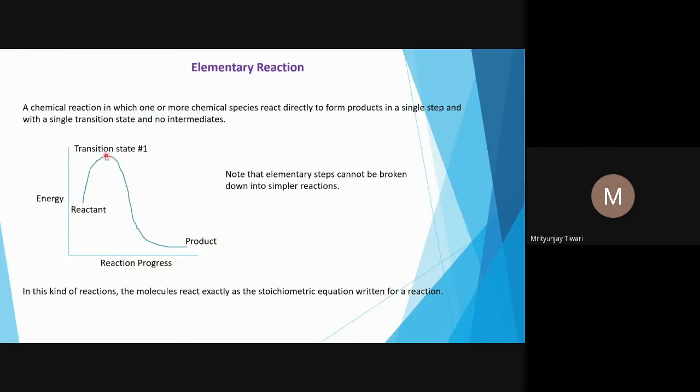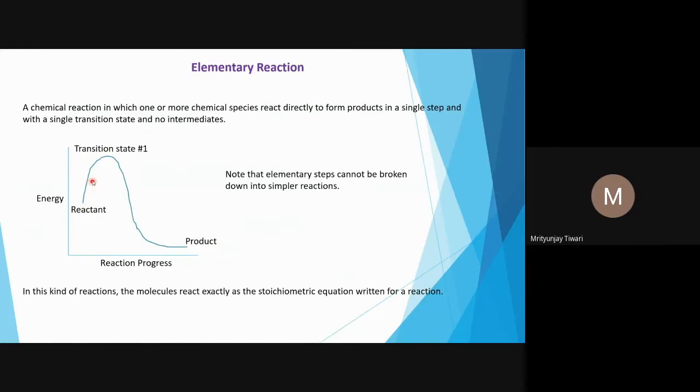This is a very basic concept in chemical kinetics, and the difference from this point to this point, this energy value, is called the activation energy. So the reactant has to surpass this transition state to get converted into the product. Sometimes collisions happen between reactants, but the energy of that collision raises the energy only up to this point.